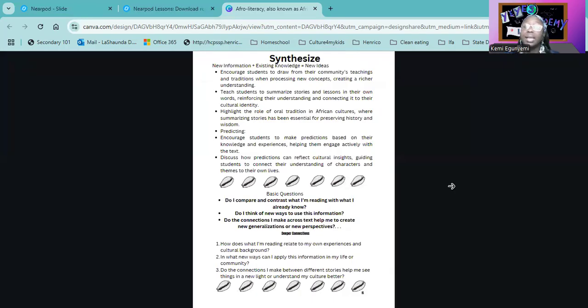Synthesizing, okay? Taking things from different places and coming up with new ideas. Sometimes it's a challenge for our young people. And so, the basic questions I'll start with first is, do I compare and contrast what I'm reading with what I already know? So it's asking, do I do that naturally? Do I think of new ways to use this information? Do the connections I make help me have new perspectives, new ways of thinking about things?